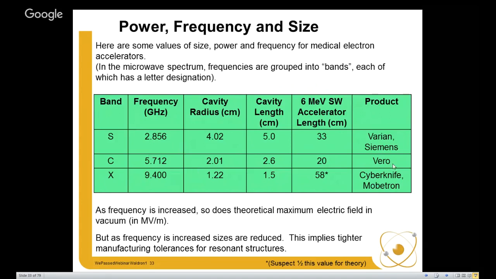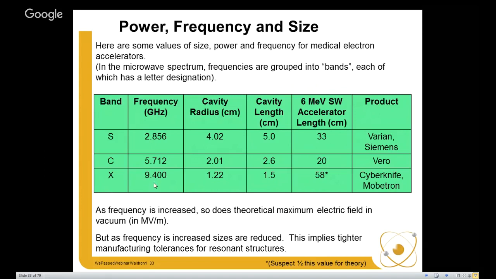One interesting case is the accelerator in the Vero product, which is a C-band accelerator designed and optimized for medical use. These other frequencies we're utilizing off-the-shelf microwave components from military radars, really. Both S-band and X-band are heavily used in the military. So with C-band, you can see we're higher in frequency, things are physically smaller, and we get the same acceleration in a slightly shorter space.